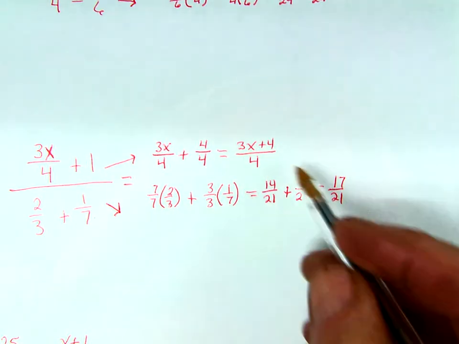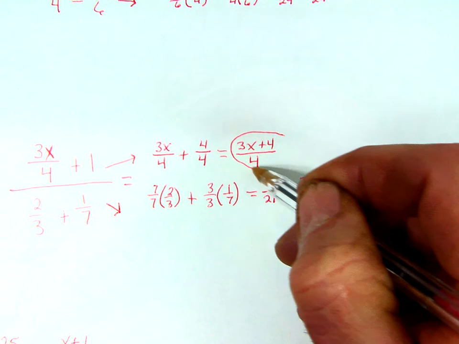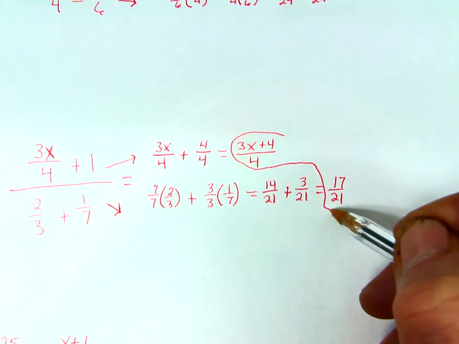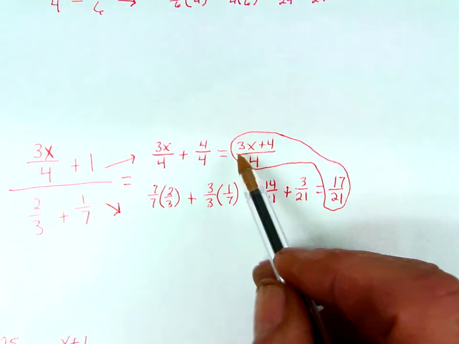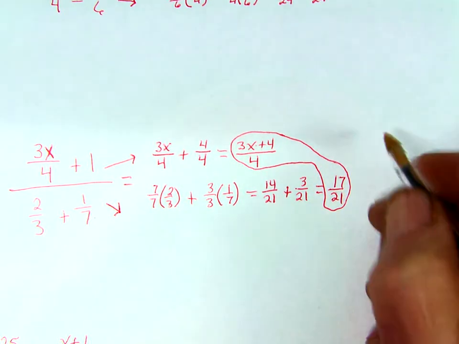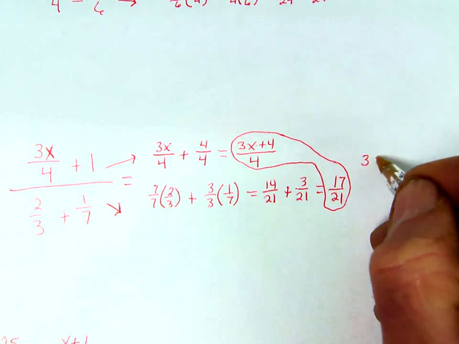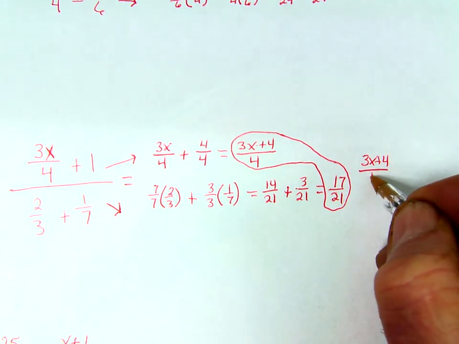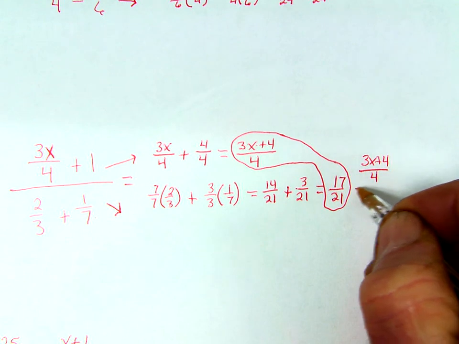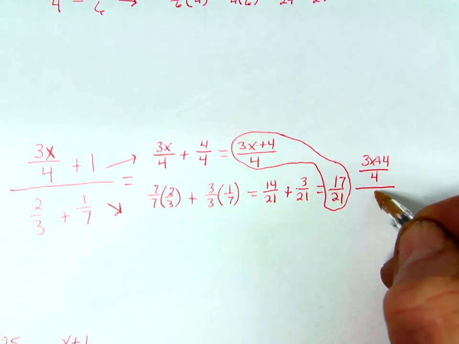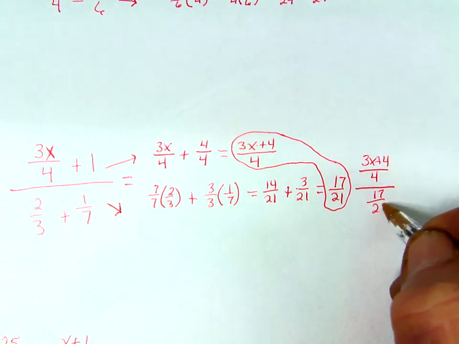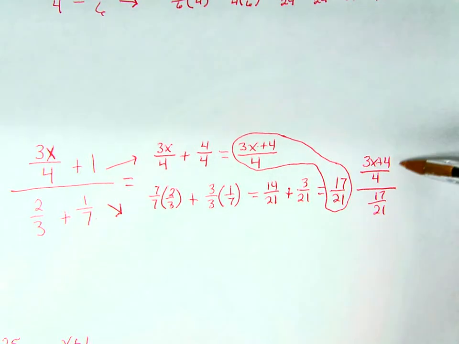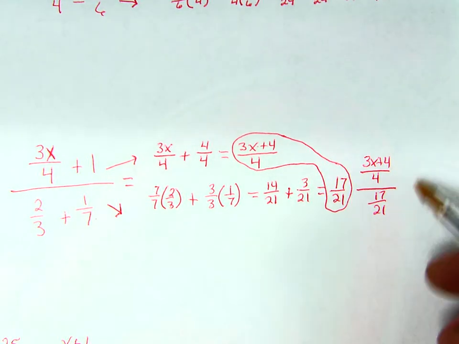So here's the two fractions that we're going to work with. This one and this one. This one gets divided by this one. 3x plus 4 over 4 divided by 17 over 21. One fraction, one fraction.